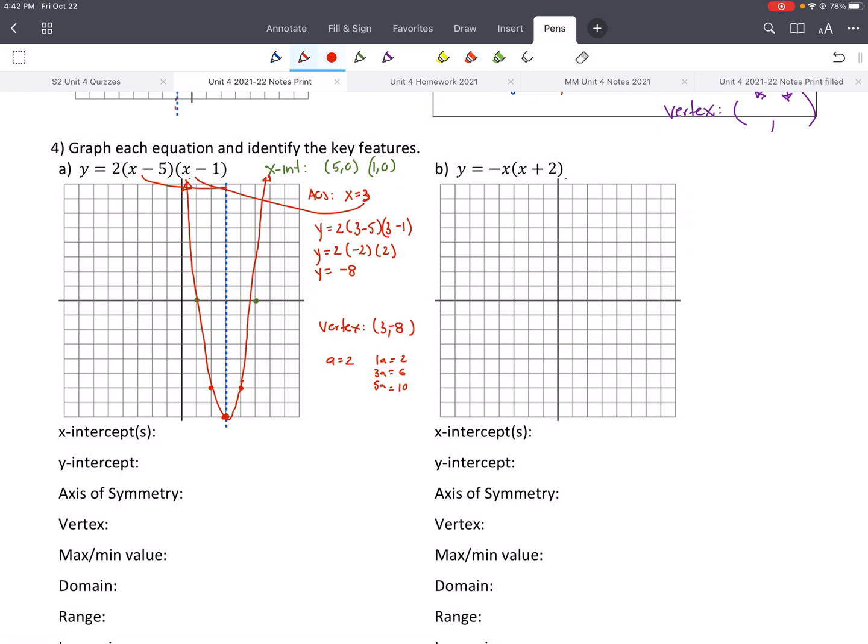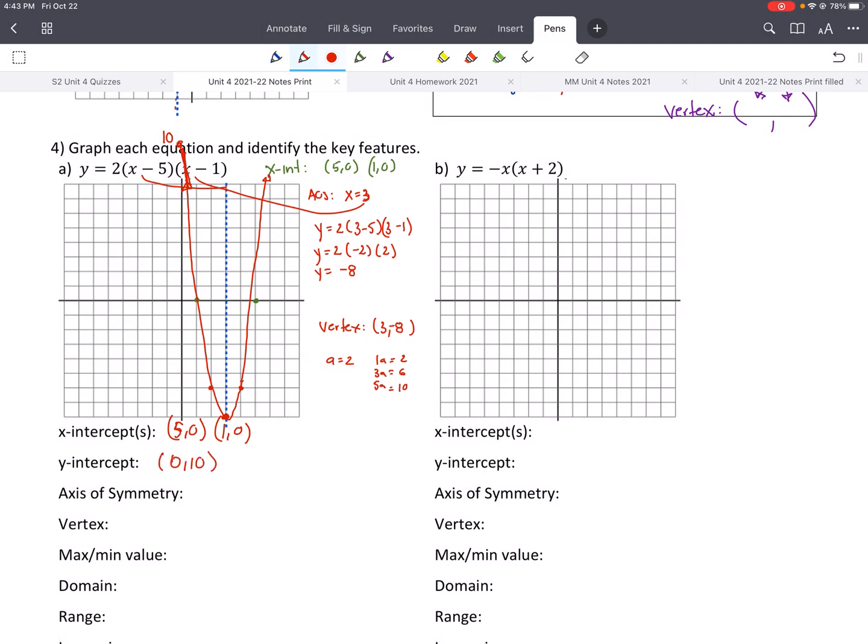So x-intercepts, we already have those written above. That was (5, 0) and (1, 0). Our y-intercept, again, I can't see it, but our pattern went over 1, up 2, over 1, up 6, over 1, up 10. So if we had it higher, it would go to 10. So our y-intercept would be (0, 10).